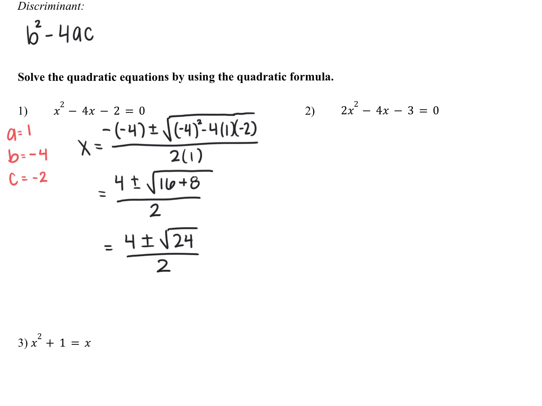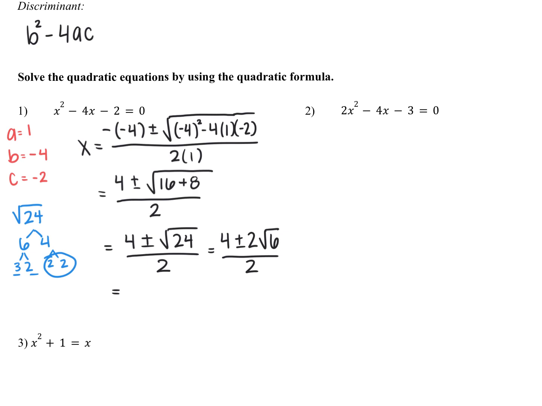Now I need to simplify the square root of 24. So 24 is not a perfect square, but I can simplify it. So 24 is 6 times 4. 4 breaks down as 2 times 2, and 6 breaks down as 3 times 2. So there is a pair of 2's I can bring outside. So it becomes 4 plus or minus 2 square root 6 all over 2, because the 3 and the 2 multiply back together.